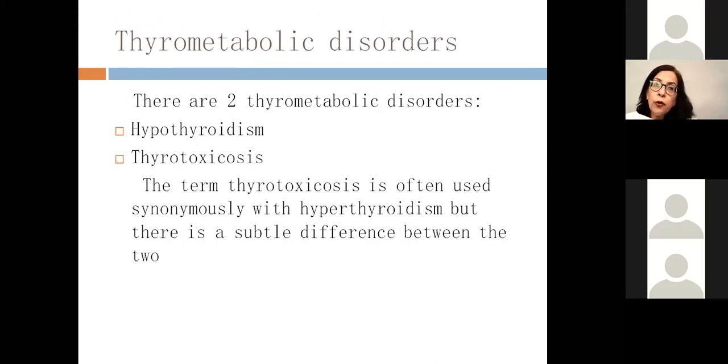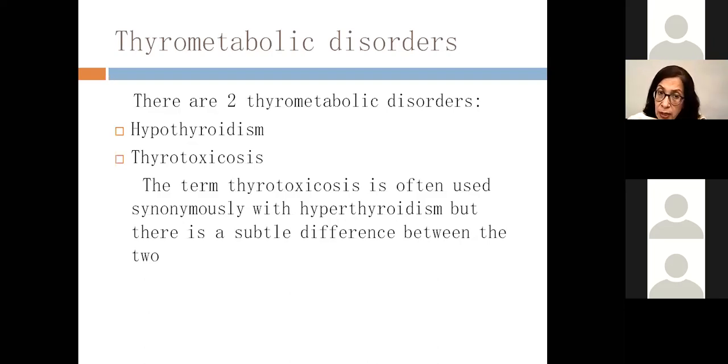Now we come to thyrometabolic disorders. There are two thyrometabolic disorders. One is hypothyroidism and one is thyrotoxicosis. Okay? Hypothyroidism, you understand, is less secretion of thyroid hormones. Thyrotoxicosis is often used synonymously with hyperthyroidism. Okay? Hyperthyroidism and thyrotoxicosis are often used synonymously. They're used in a similar fashion, but there is a slight difference between the two.